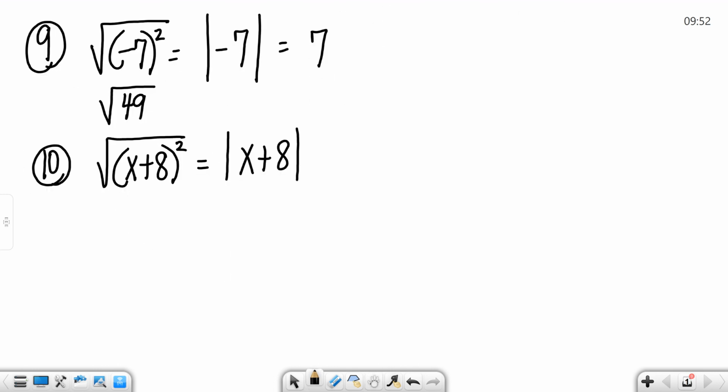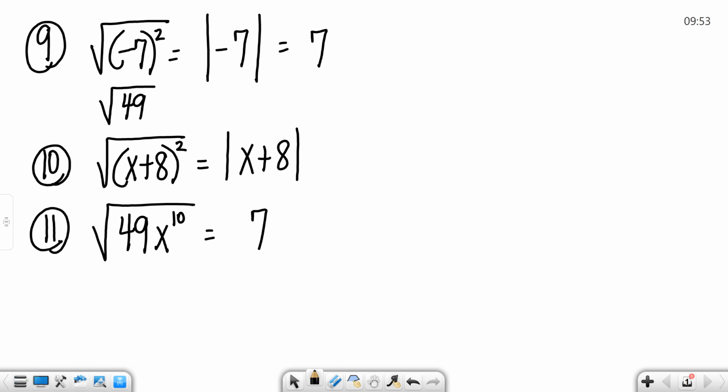Let's try another. All right, the square root of 49x to the 10th. The square root of 49 is 7. The square root of x to the 10th is x to the 5th. And we do need these absolute values. Now another way you could write that would be the absolute value of 7 can come out, but that x to the 5th has to stay inside the absolute value.